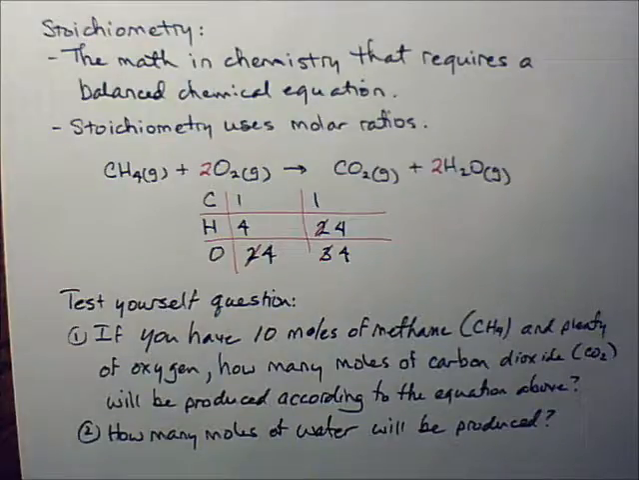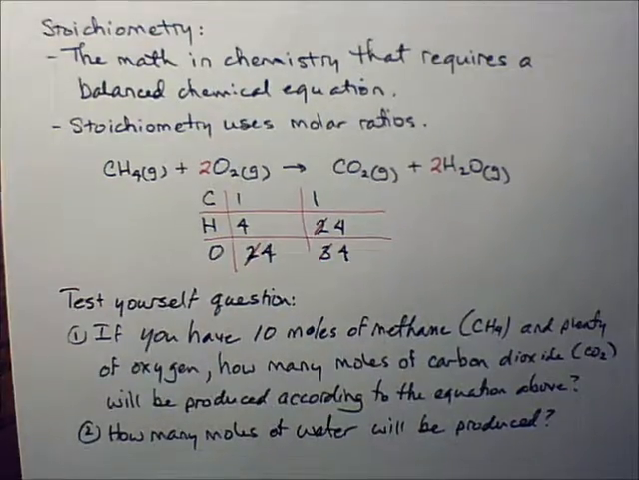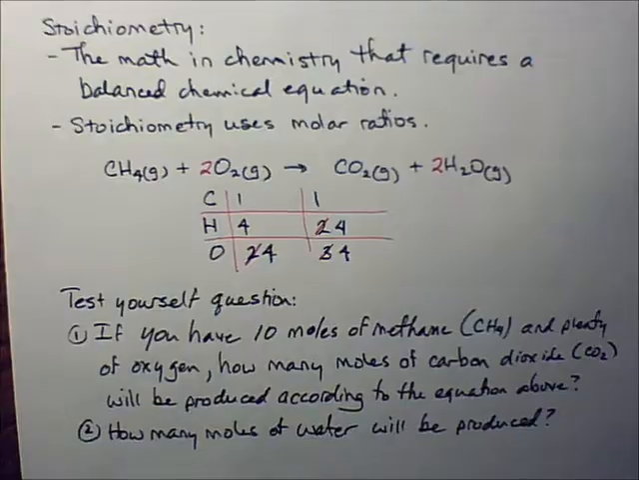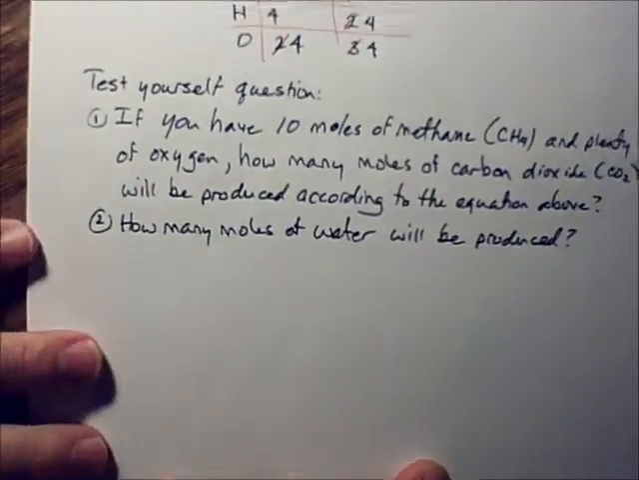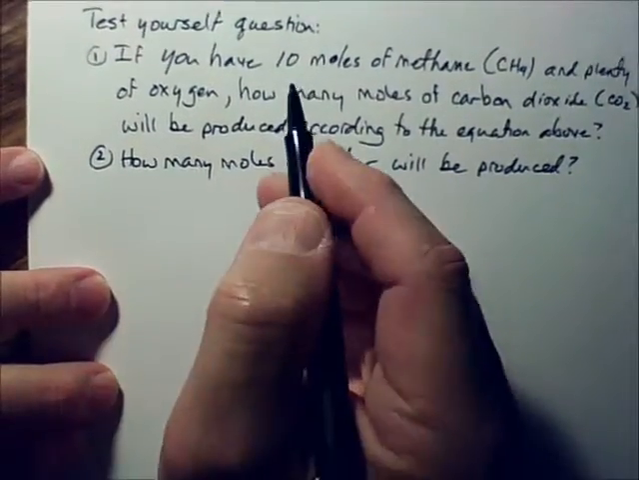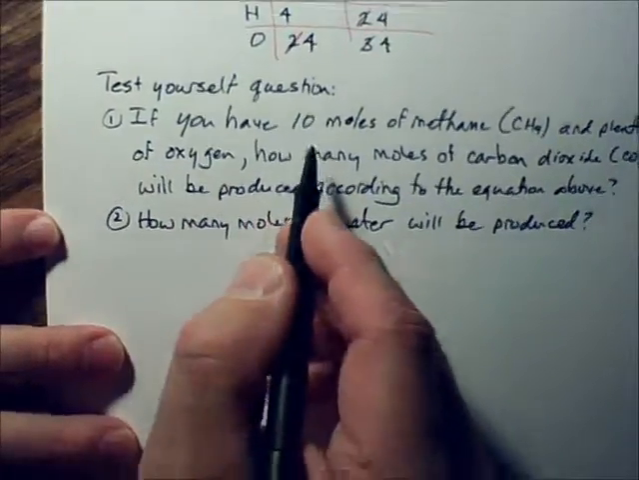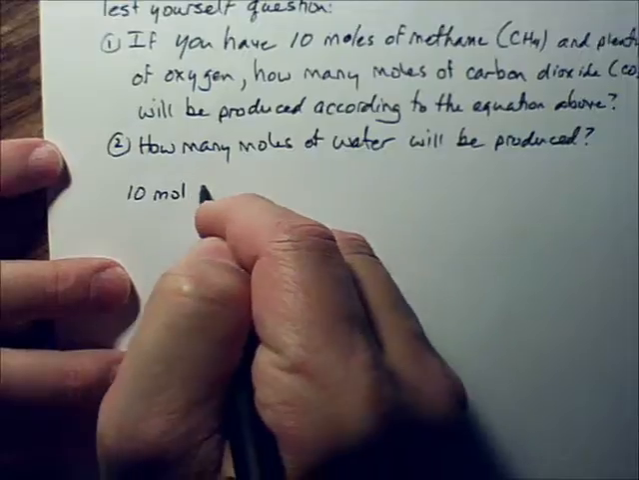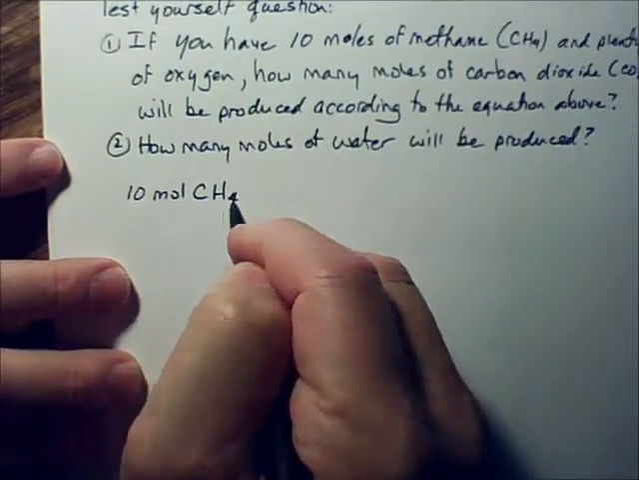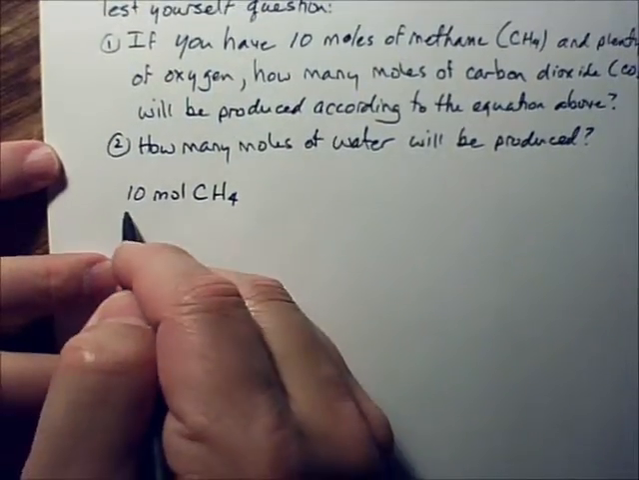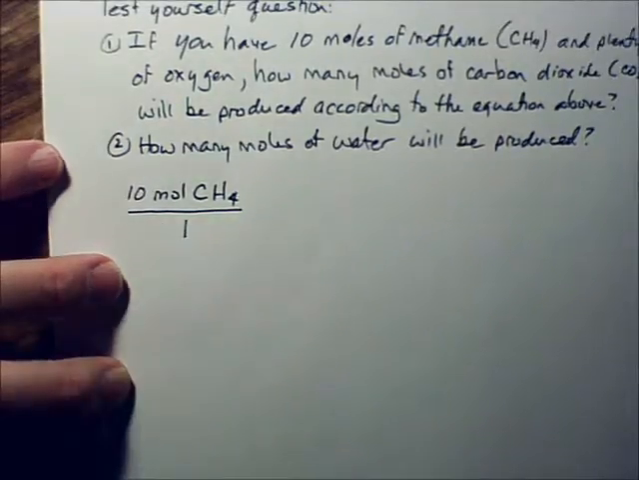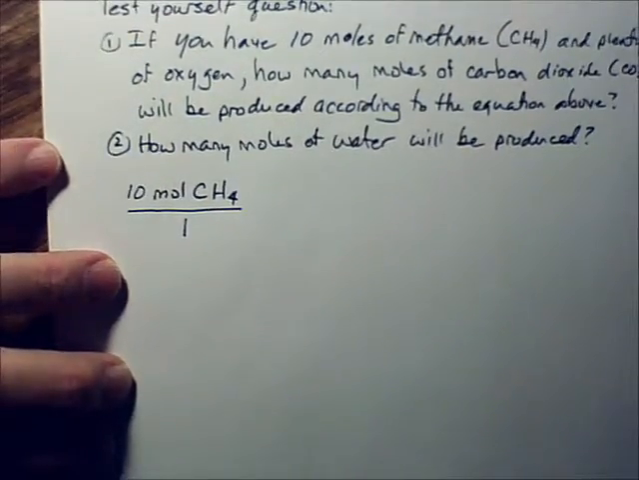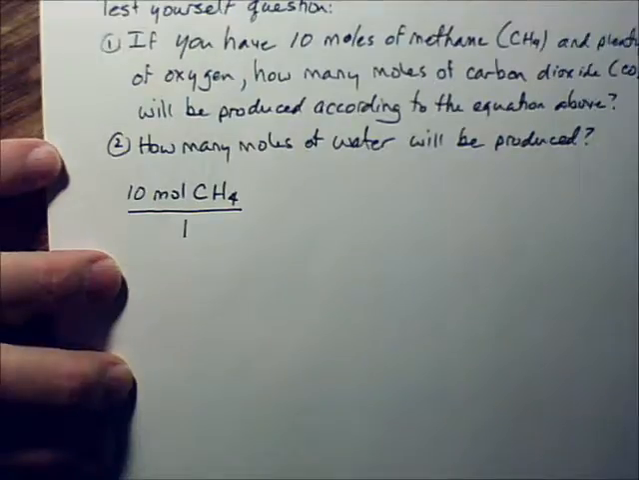Yeah. All right, now, the math for this is not much more difficult. Okay, let's take number 1 here. We're going to start with 10 moles of methane. We're going to put it over 1. Starting amounts in stoichiometry almost always go over 1.